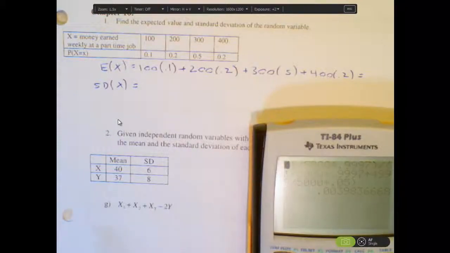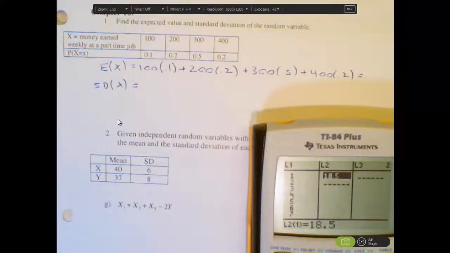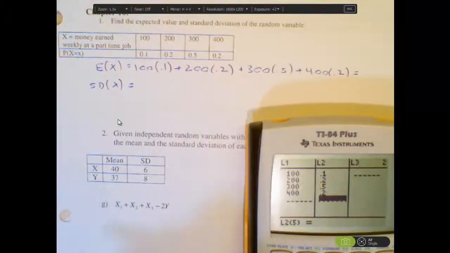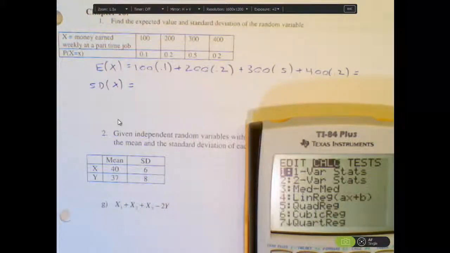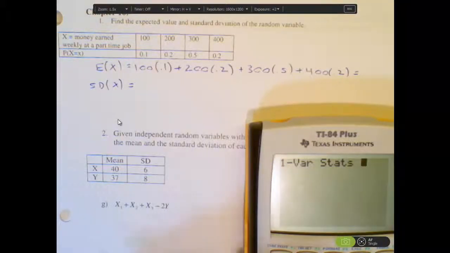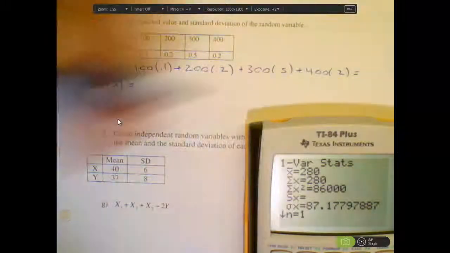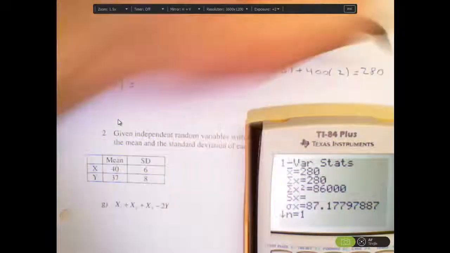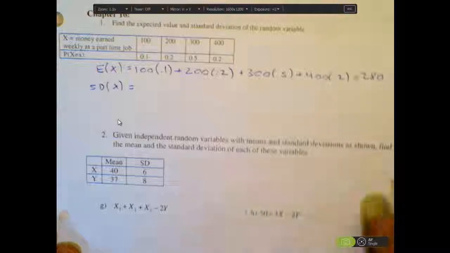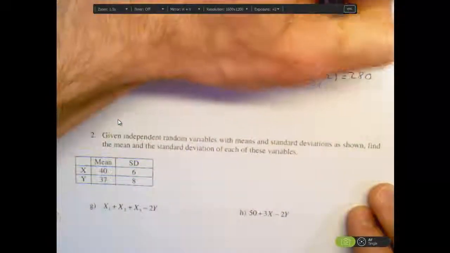So what I can do is go to list, edit, and put the outcomes in list 1: 100, 200, 300, and 400. And in list 2, I'm going to put the corresponding probabilities: 0.1, 0.2, 0.5, and 0.2. Okay, so now I want to go to stat, calculate. I want to do one variable statistics on L1, L2. So this is a shortcut. The mean, x bar, is going to be 280. And I'm just going to put money earned, so I'm talking about quantitative data.